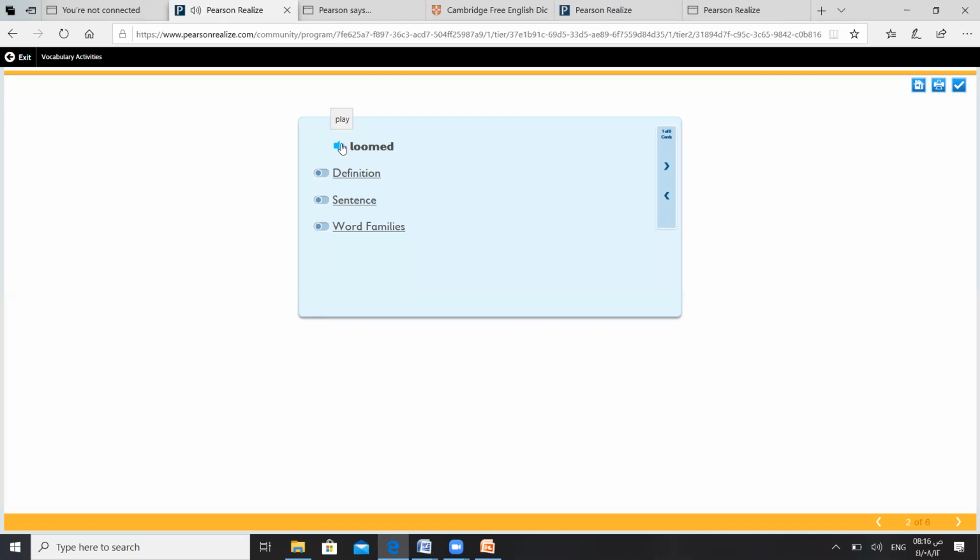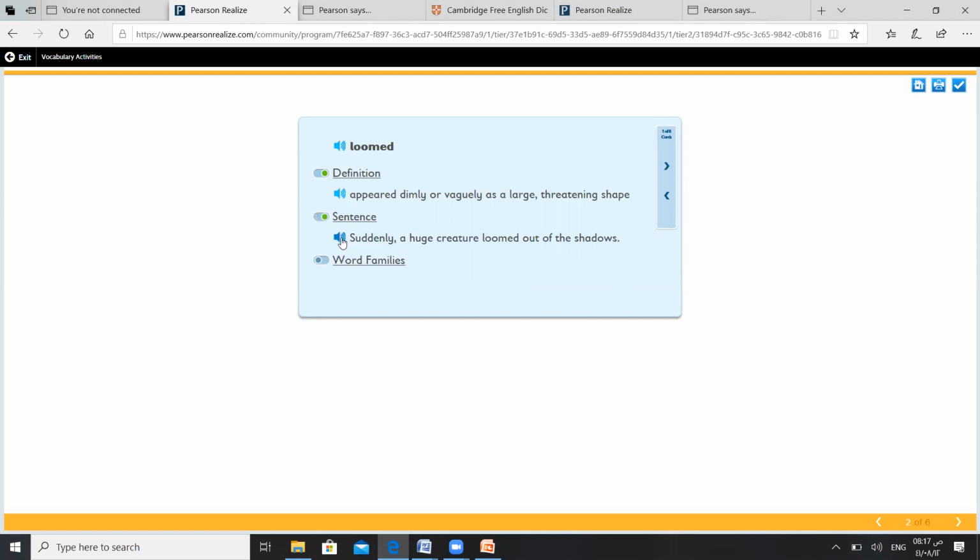Loomed again. Okay, what do I mean by loomed, class? To appear. Appeared dimly or vaguely as a large, threatening shape. So, appeared dimly. What do I mean by appear dimly? To appear. When something appears to you, this is loomed. So, the meaning of loomed is to appear. Sentence about it: Suddenly, a huge creature loomed out of the shadows.